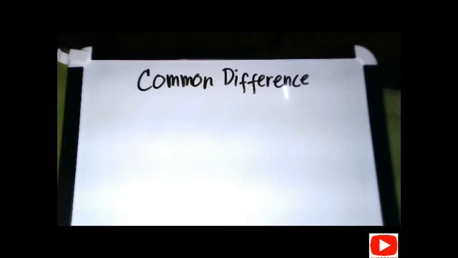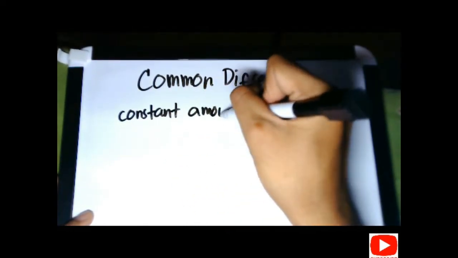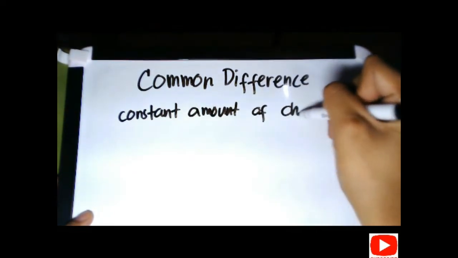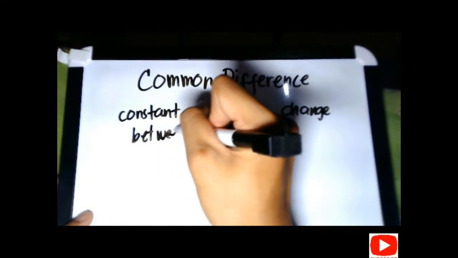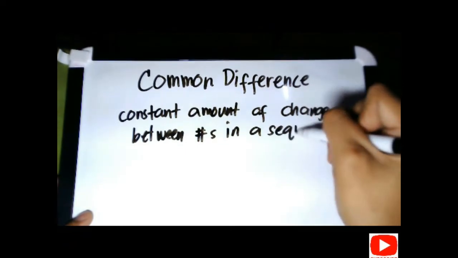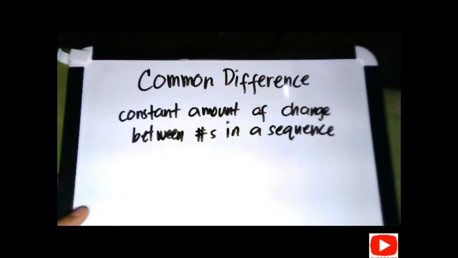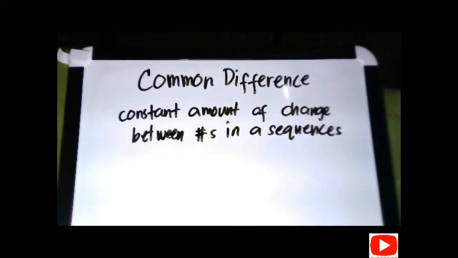Okay, what is common difference? Common difference is a constant amount of change between numbers in a sequence. We will get the differences between the terms of the sequence. If the differences of the sequence are the same, then that is the common difference.